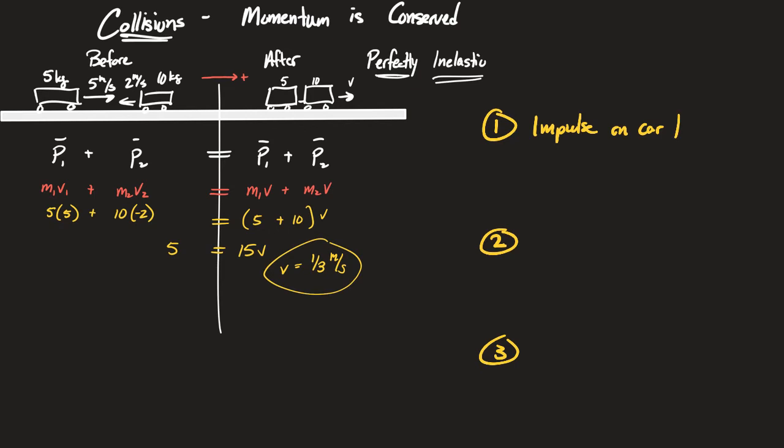Did car 1's momentum change? Did it have a momentum before and a momentum after? Are they the same? Then car 1 had an impulse. I could have you calculate it. The change in momentum of car 1 would be 5 times 1/3 minus 5 times 5. That's the change in momentum of car 1.